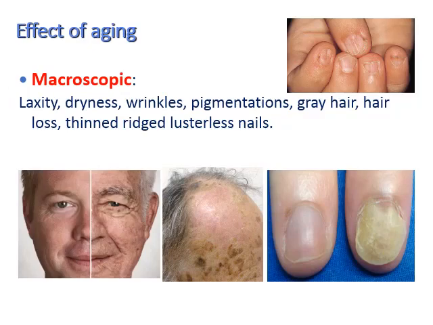Unfortunately, skin is greatly affected by aging, macroscopically and microscopically. Macroscopically, there are conformational changes in the skin, like laxity of the skin, dryness, wrinkles, pigmentation, as we see here, gray hair, of course, hair loss, thinned, rigid, lusterless nails.